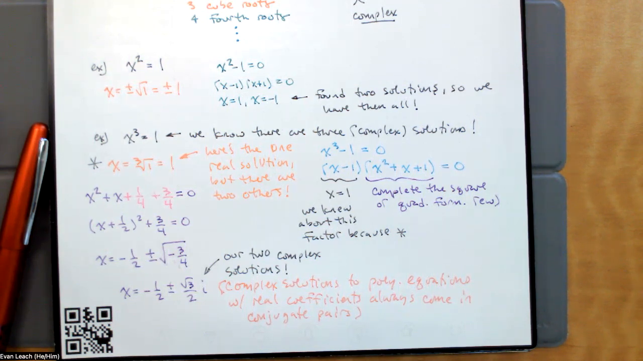I got a -1/2 and I got a plus or minus √3/2. I got a 1/2 and a √3/2. Am I talking about 30 degrees or am I talking about 60 degrees? The answer is yes. I must be dealing with a 30 or a 60.